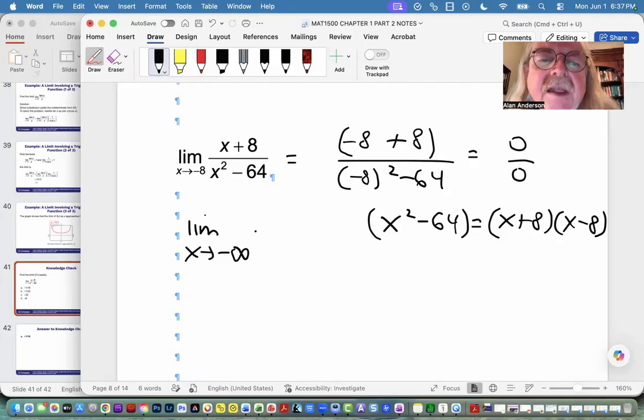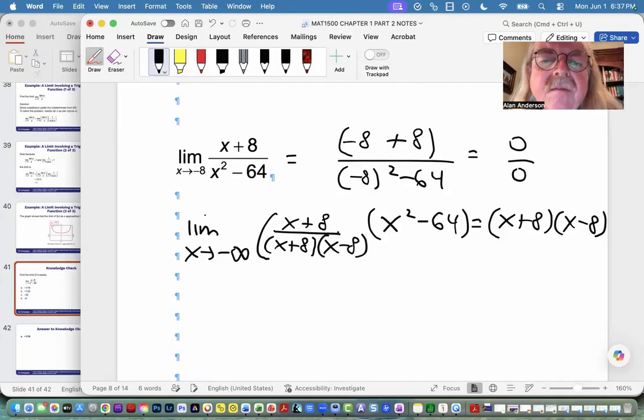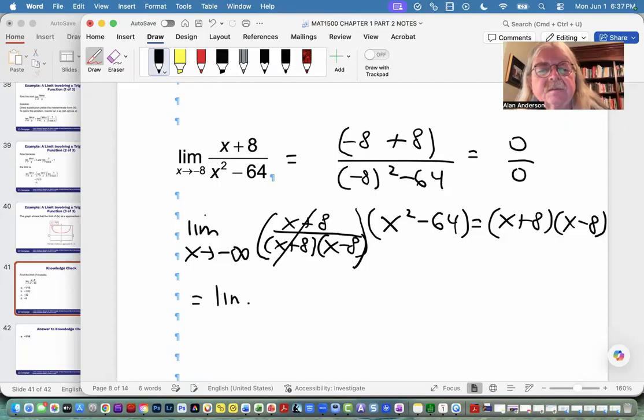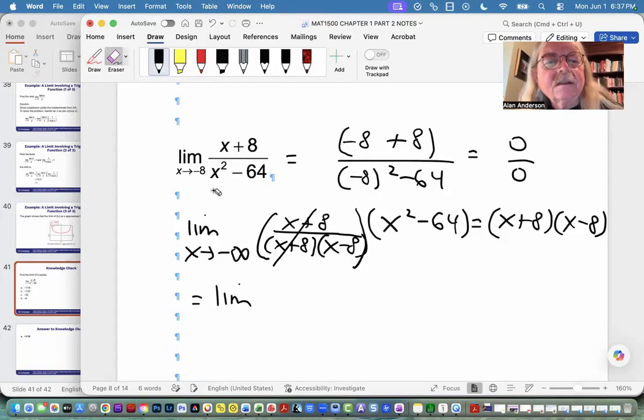So we end up with x plus 8 over x plus 8 times x minus 8. And of course, the purpose of doing this is to cancel out the x plus 8s. Oh, I just realized I wrote infinity here instead of 8. Sorry. Hold on.